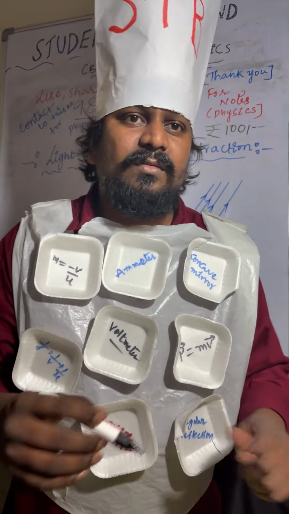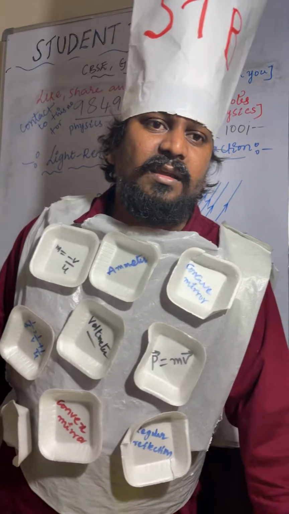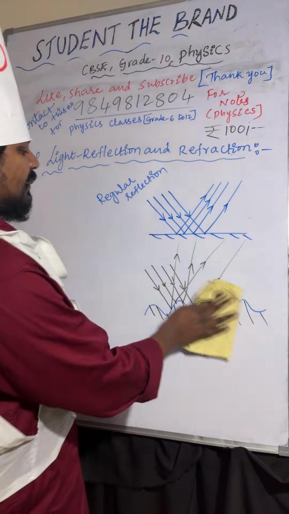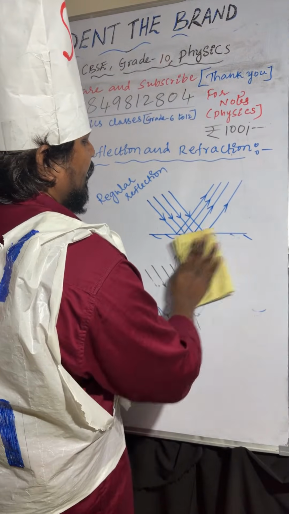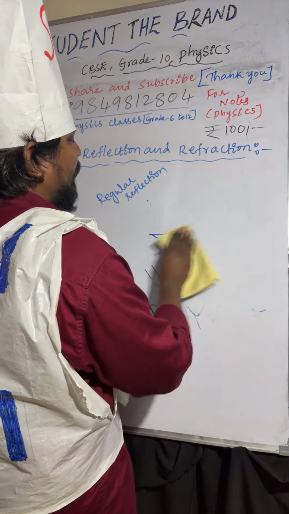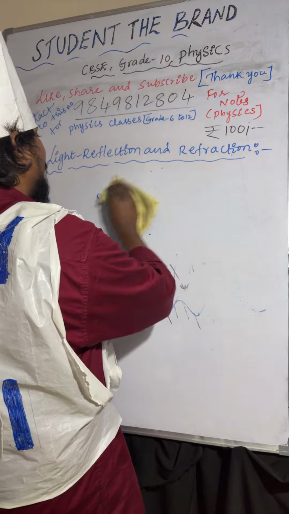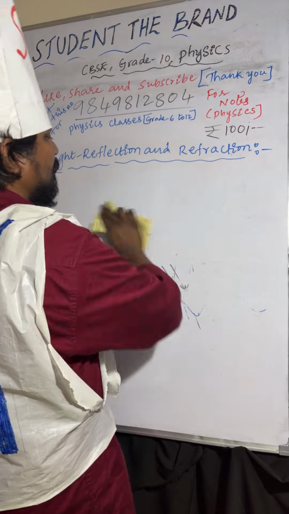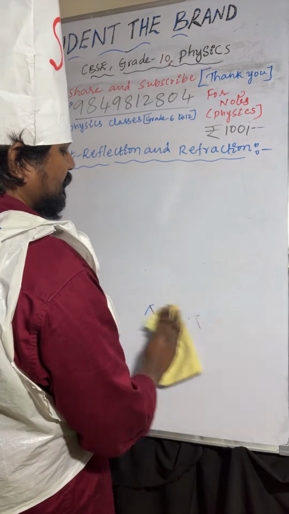This is about regular reflection and irregular reflection. Now we will discuss object and image.